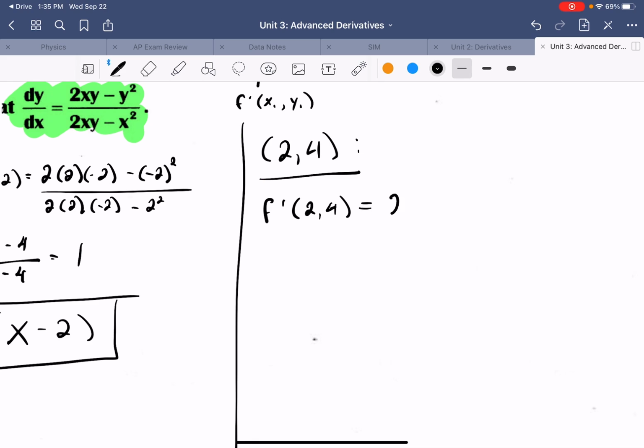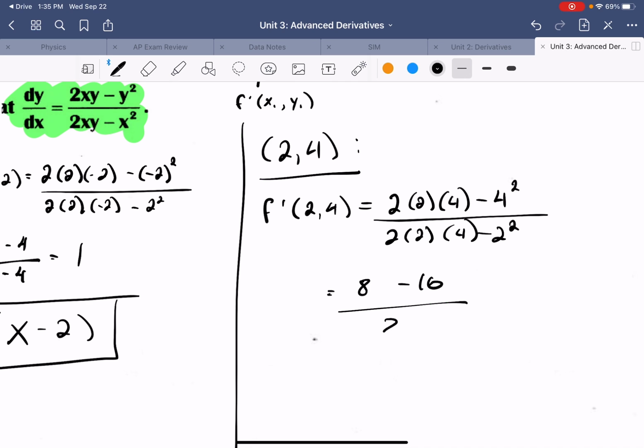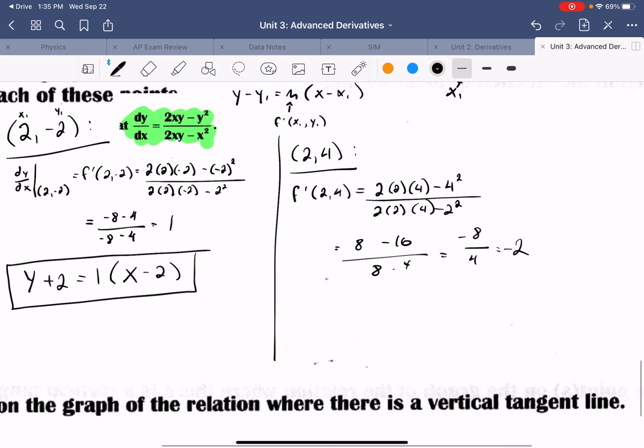So we have 2x is 2, y is 4, minus y squared over 2 times 2 times 4 minus 2 squared. 8 minus 16 over 8 minus 4. Negative 8 over 4 is negative 2. So then that tangent line would be y minus 4 equals negative 2 times (x minus 2).